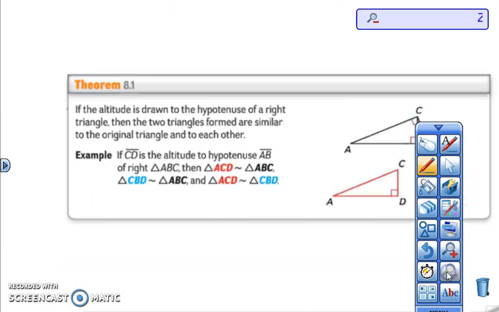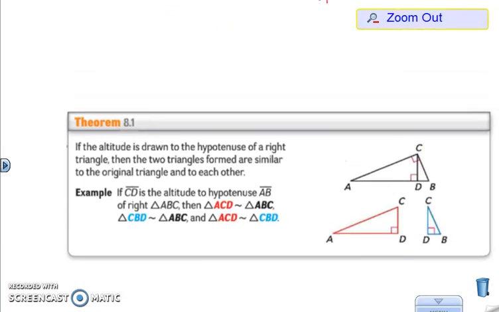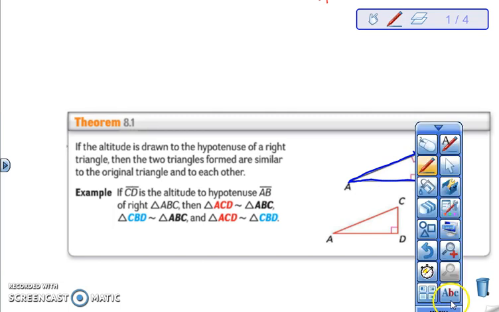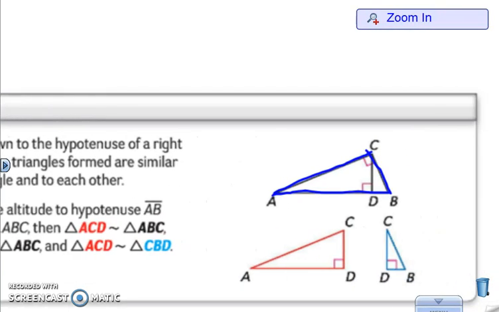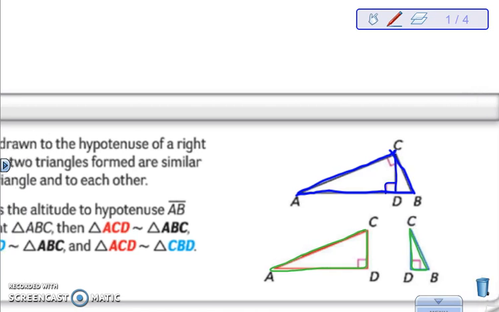So the next thing we want to look at, which is going to tie back into geometric mean in a moment, is the fact that when you have a right triangle and you cut that right triangle with an altitude, meaning you take a point from one corner of the right triangle and make it perpendicular to the opposite side, what we're going to end up with is a pair of smaller similar triangles, right?